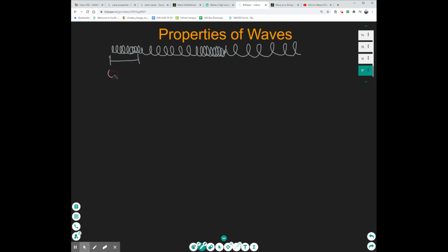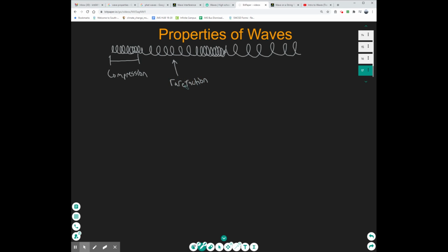And so right here, we call this a compression. It's a compressional wave after all, right? So when you see that the spring is compressed or the air particles are densely packed together, that's a compression. And then this section where the slinky or the air particles are farther apart or less densely packed, that's called a rarefaction.